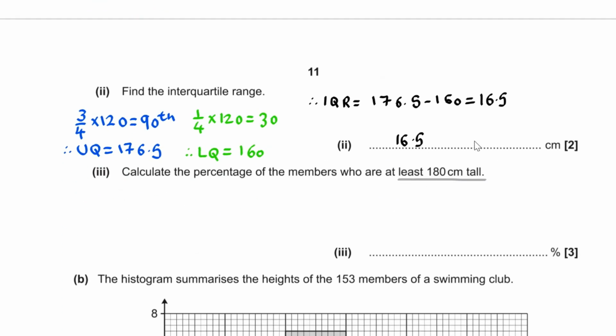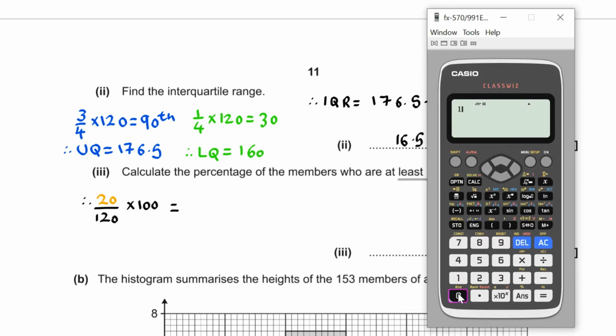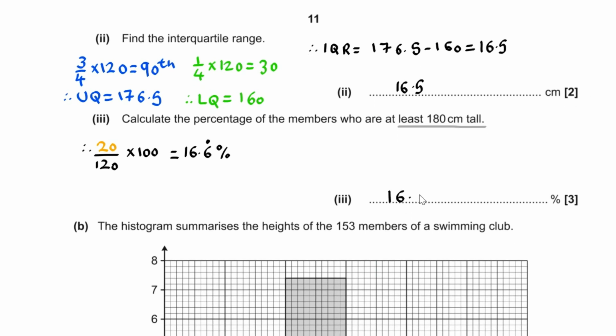And therefore for the percentage, we'd have the 20 over the 120, and of course times this by 100. So it turns out here we've got 100 divided by 6, which is 16.6%, where the 6 here is recurring. So we've got 16.7% given to one decimal place.